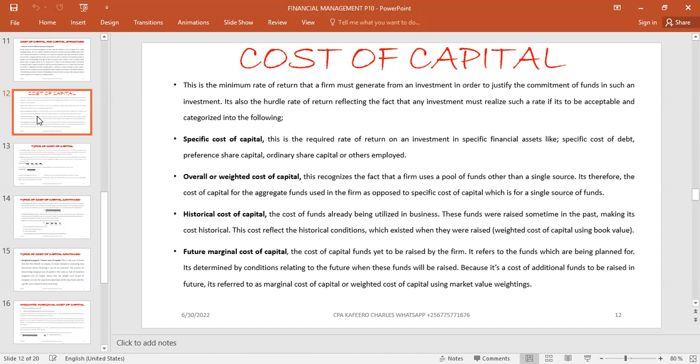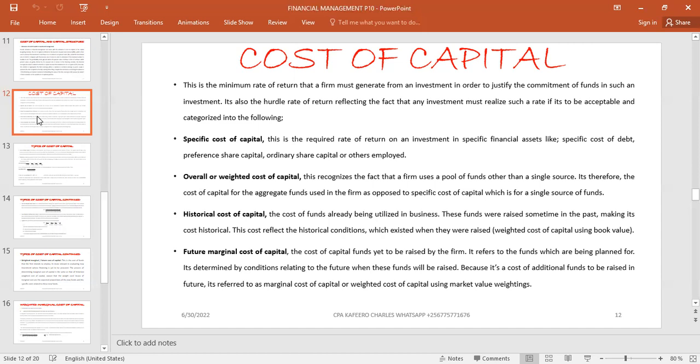They are saying that it is the cost of funds yet to be raised by the firm. It refers to the funds which are being planned for. It's determined by conditions relating to the future when these funds will be raised. Because it's a cost of additional funds to be raised in the future, it's referred to as marginal cost of capital, or weighted cost of capital using the market weightings, or the market weights.